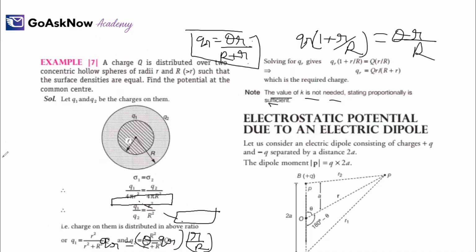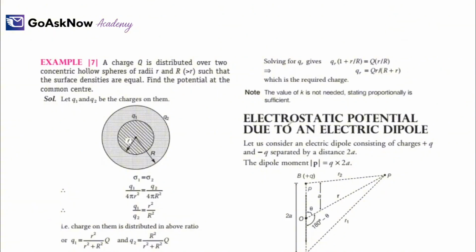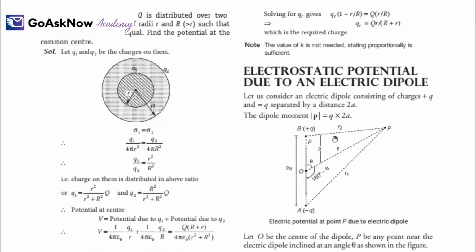So let us consider an electric dipole consisting of charges minus q and plus q that are separated by a distance 2a. This we have covered: why the charges are taken as minus q and plus q, and why the distance is taken as 2a. You can watch the lecture on dipole if you have any confusion. So the dipole moment will be q into 2a, because dipole moment is the product of one charge and the distance between them. Let O be the center of the dipole.